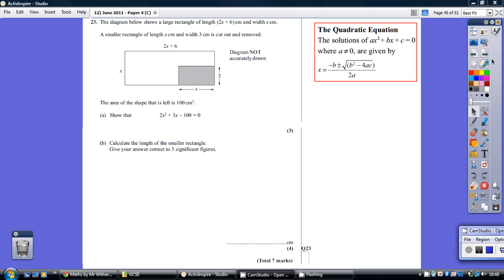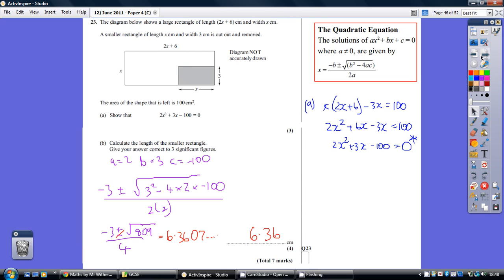Question 23, have a go. Now, students often get really confused with part A. Look, we're not trying to solve this. This comes later. You've just basically got to answer the question. Just treat it as a compound shape question.